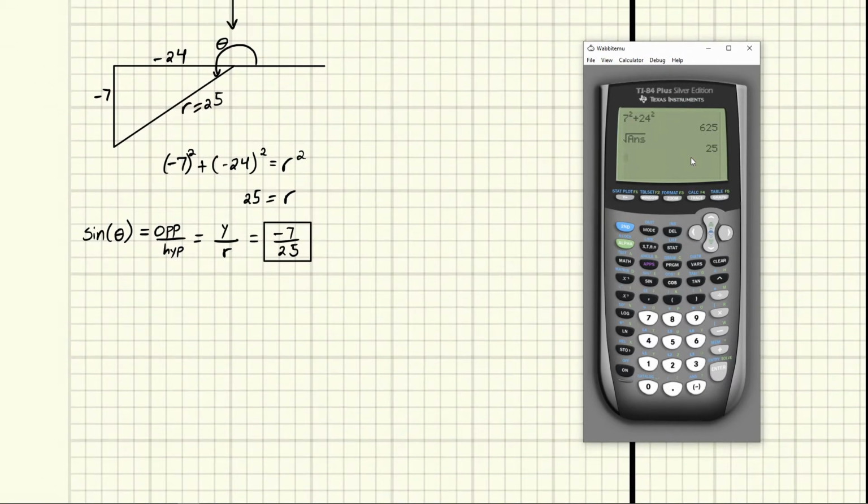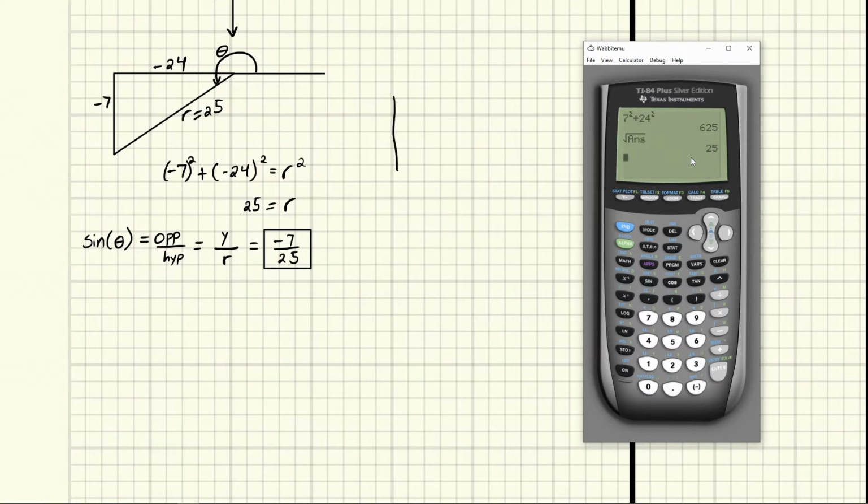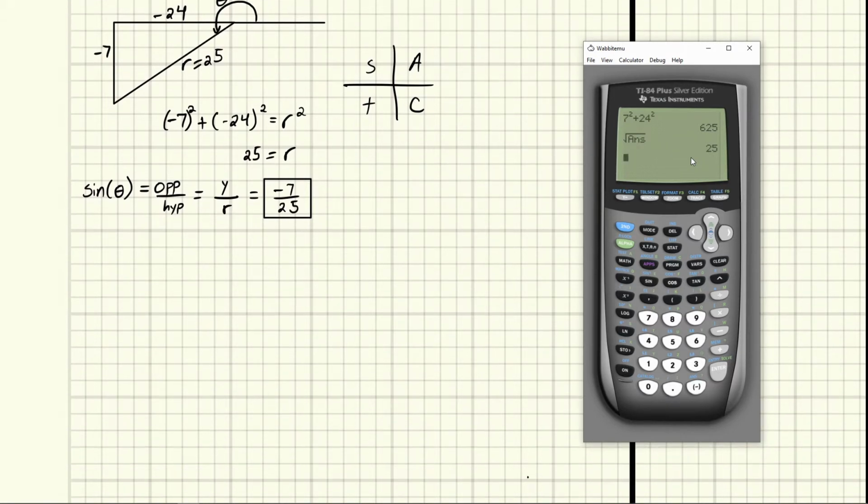If we check it, we know that in the coordinate system, all students take calculus, so sine should be negative in this one because only tangent and cotangent are positive in this third quadrant. So us getting a negative for sine makes perfect sense.